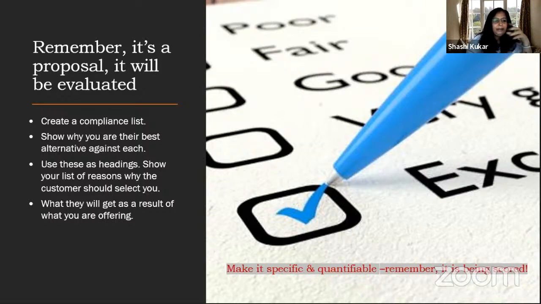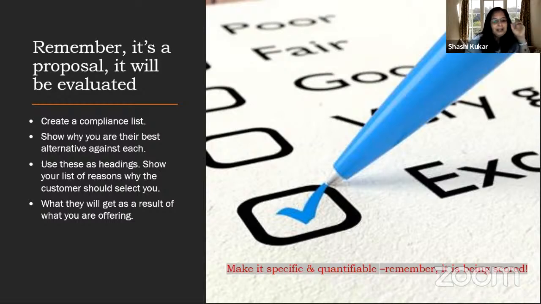Write-ups and write-ups on your capability, all of your bragging about yourself, may not really help. Yet we are tempted by it. And therefore you need a proposal writer who can be ruthless about it.